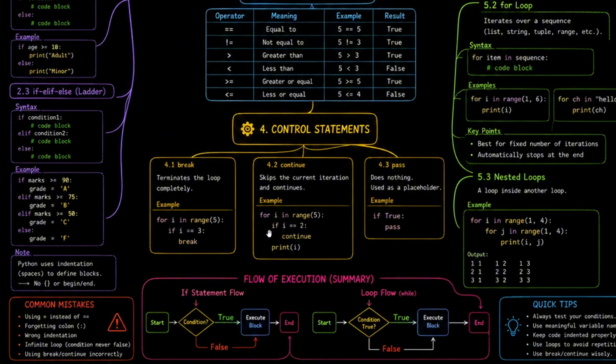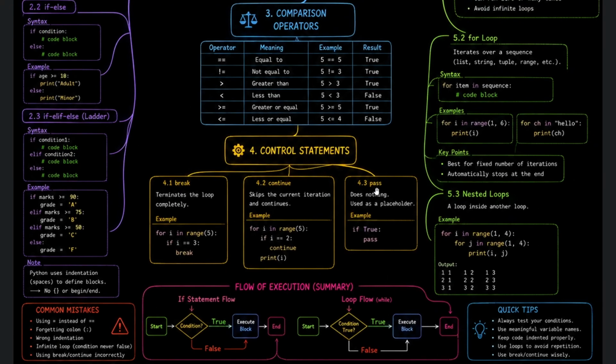For example, here they are printing numbers from 1 to 5. So they have written if I equals to 2, continue. So I equals to 2 will not be printed, and the rest numbers 1, 3, 4, and 5 will be printed here. So it skips the current iteration and continues the loop. Pass basically does nothing. It's used as a placeholder. You don't need that much.